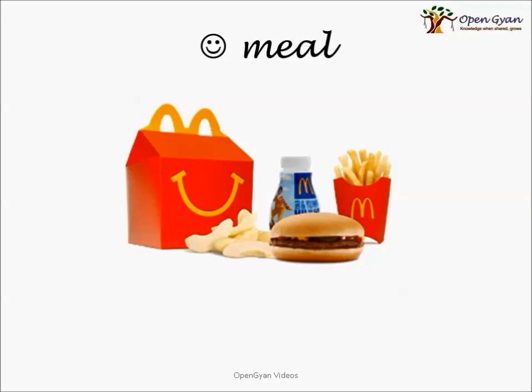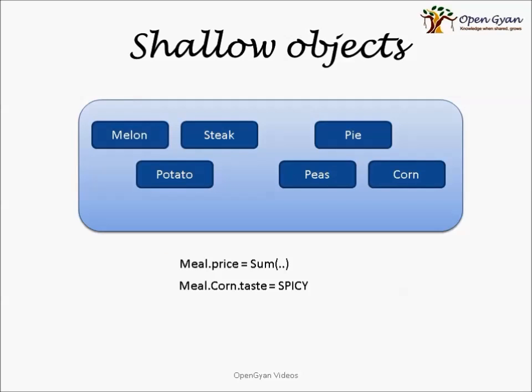Now my favorite. We talked of sambar. Now let's talk about McDonald's Happy Meal. For those who are food lovers, they would have visited and tasted food in many restaurants. Full course meals, be it in the Residency or Saravana Bhavan, we all liked it. Now how about a class for the meals? Let's say have the melon, the steak, the potato, pie, peas and corn all together in the meal class. It is easy to arrange, access and deliver. Let's say for example I want a spicy corn, I can say meal.corn.taste equal to spicy, and then the price of it is just a summation of all the objects. It looks easy and simple.